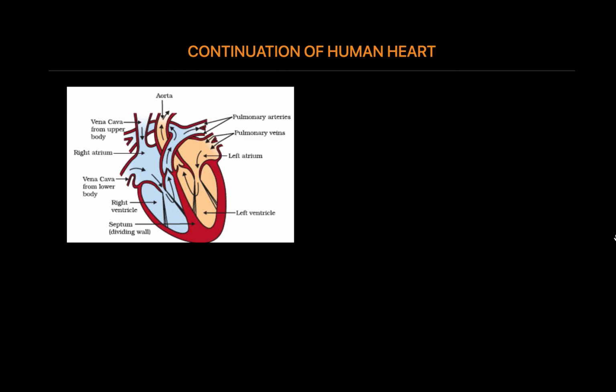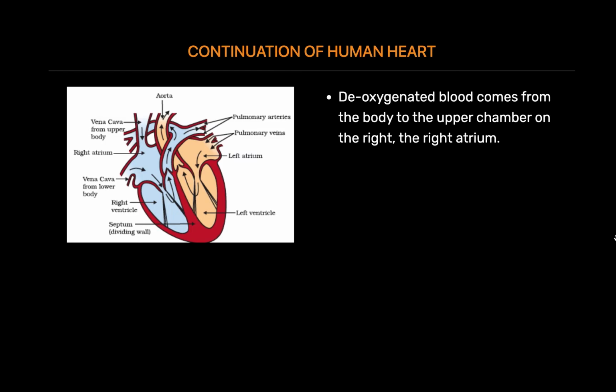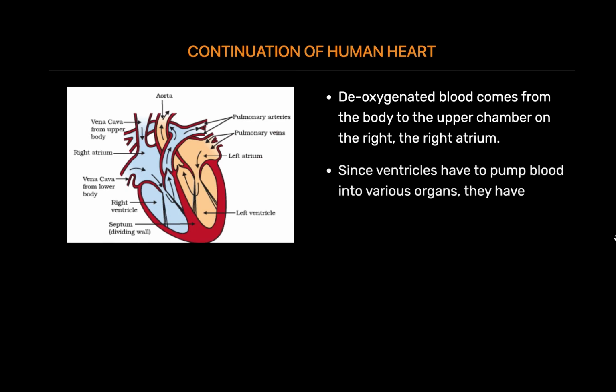Continuation of human heart. The deoxygenated blood comes from the body to the upper chamber, the right atrium, as it expands. As the right atrium contracts, the corresponding lower chamber, the right ventricle, dilates. This transfers blood to the right ventricle, which in turn pumps it to the lungs for oxygenation. Since ventricles have to pump blood into various organs, they have thicker muscular walls than the atria. The valves ensure that blood does not flow backwards when the atria or ventricles contract.